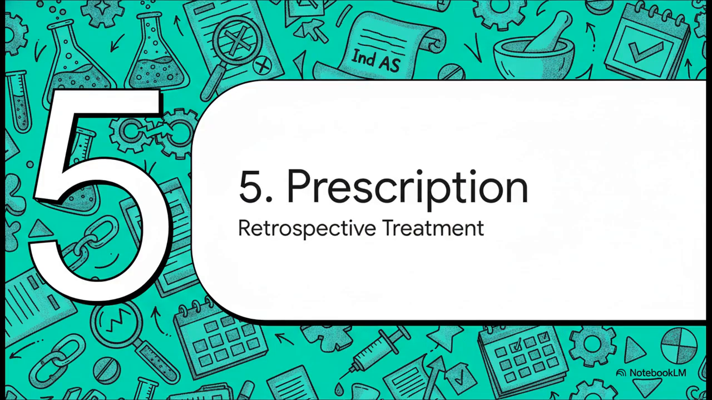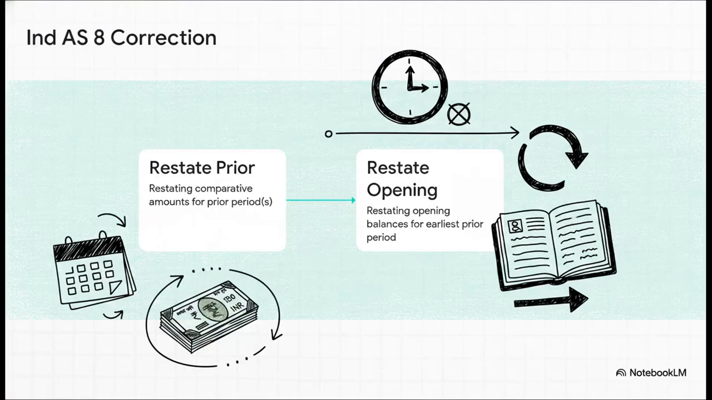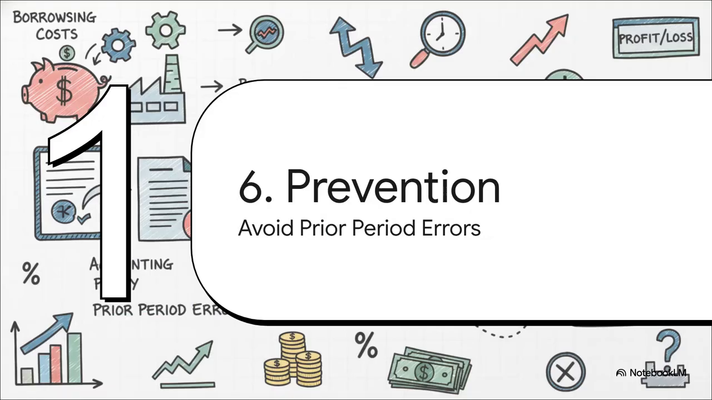Section 5. The prescription, retrospective treatment. The lab results are conclusive, so here's the prescribed treatment. Paragraph 42 of Ind AS 8 mandates a strict retrospective correction. You cannot just slap a Band-Aid on this going forward. Step 1, you have to carefully restate the comparative amounts for the prior periods where the error actually occurred. And Step 2, if the error happened before the earliest prior period presented, you've got to restate the opening balances. Basically, you have to reflect those capitalized Indian rupee costs as if the mistake literally never happened in the first place.